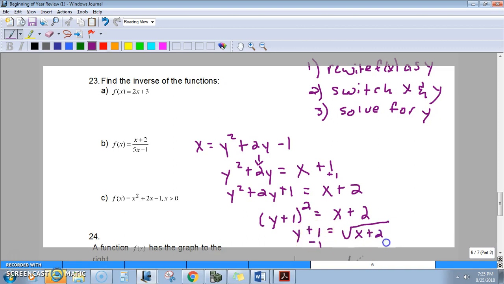Now I just subtract 1 from each side. So the inverse, f inverse of x, don't forget that little inverse sign, is equal to the square root of x plus 2, and then minus 1 on the outside. And that's the inverse there.